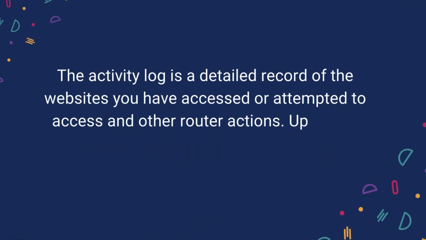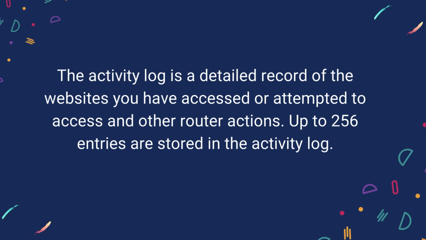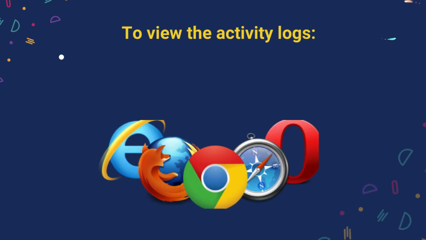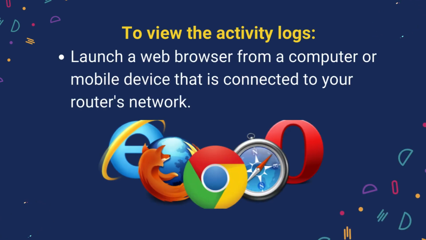The activity log is a detailed record of the websites you have accessed or attempted to access and other router actions. Up to 256 entries are stored in the activity log. To view the activity logs, launch a web browser from a computer or a mobile device that is connected to your router's network.